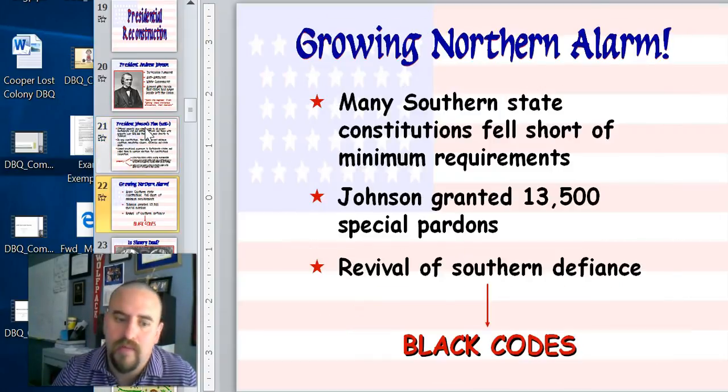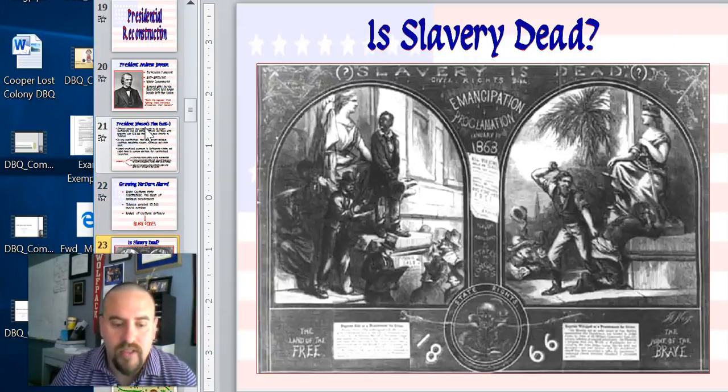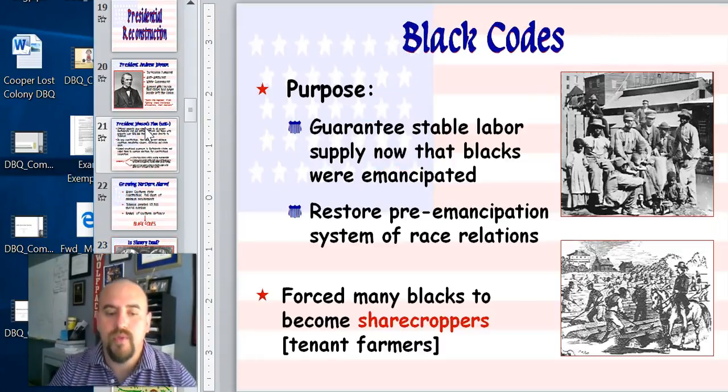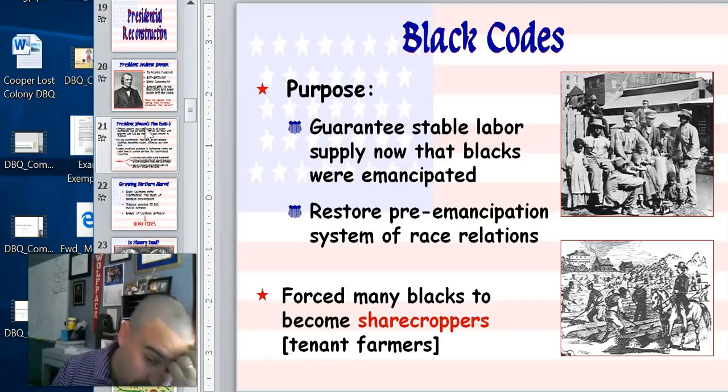So Northerners were really upset about that. Right? Many Southern states are going to fall short of a lot of those minimum requirements, especially on the states' rights issues. Johnson is going to be giving out so many pardons that it looks like he's just allowing everybody to go free. And then black codes are going to be put in place. It's going to raise that question, is slavery dead? Because these black codes, what they're meant to do is guarantee that African Americans are going to stay on the plantations and work for their former slave owners for basically no wage. Right? They'll get wages, but it's basically just to allow them to live the next year, and then the money runs out and they have to go back to the same person for employment again.